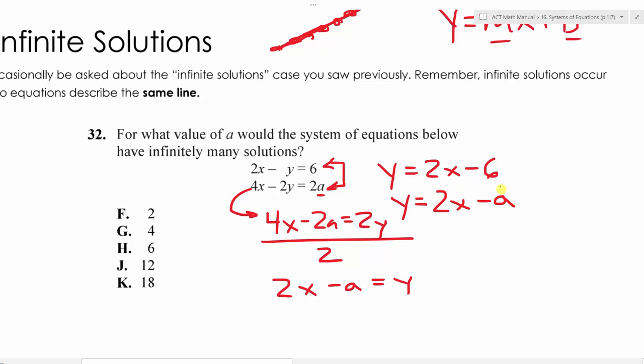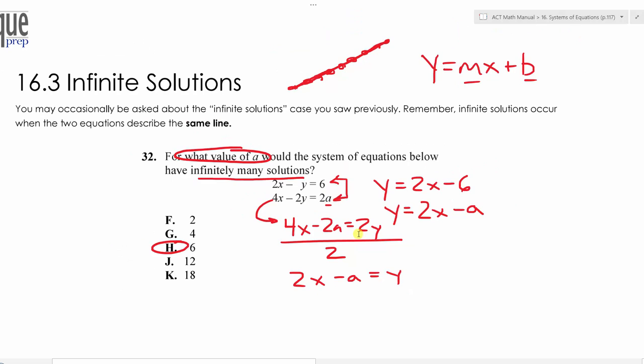Well, it should be very clear to see that if I want these two equations to be identical, if I want them to have infinitely many solutions, then my a just has to be 6. And that's how I solve a question like this. That should have been circled, what value of a. So that's how you solve an infinite solutions question. Put them both into y equals mx plus b slope-intercept form and play a little game of matchup. See what you would need in one equation so that that equation would match the other.